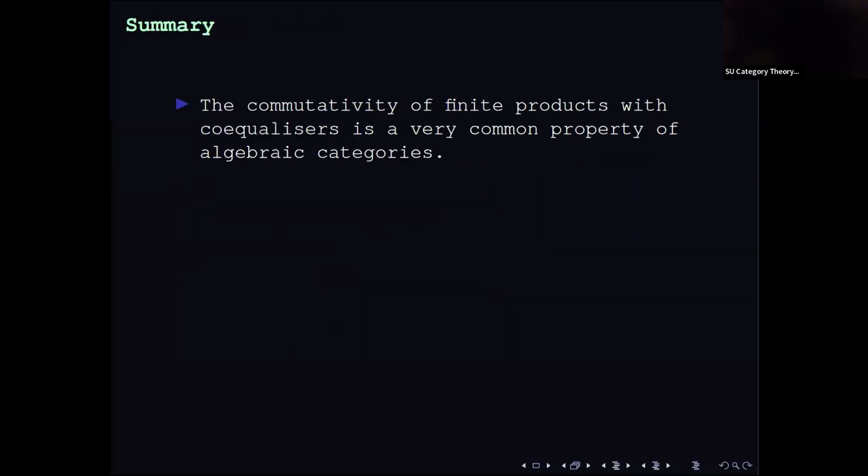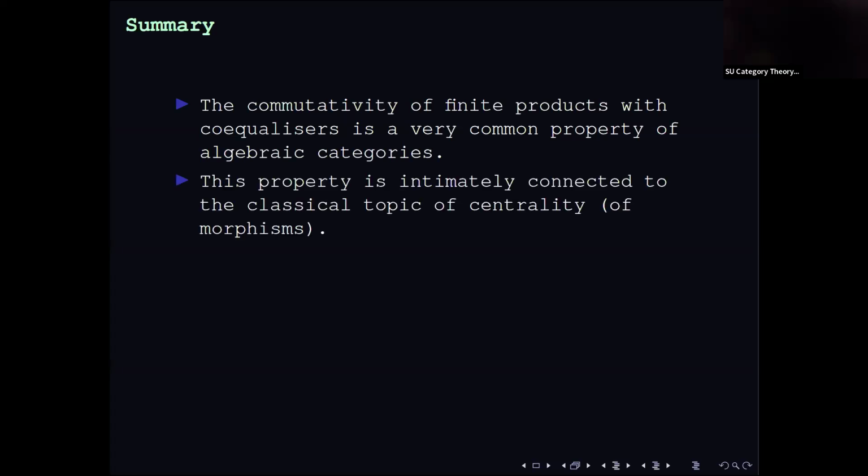Okay, so just to summarize what's happened, the commutativity of finite products with co-equalizers is a very common condition in algebraic categories. It's intimately connected to the topic of centrality, which itself is intimately connected to many other topics. Many notions in group theory depend on commutators existing, definitions like nilpotence, for instance.